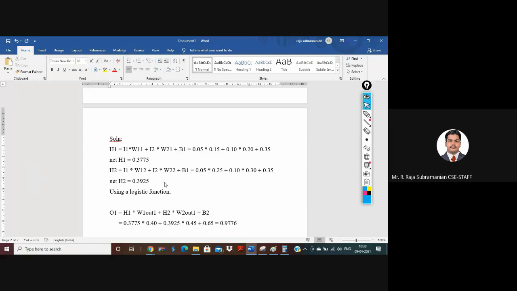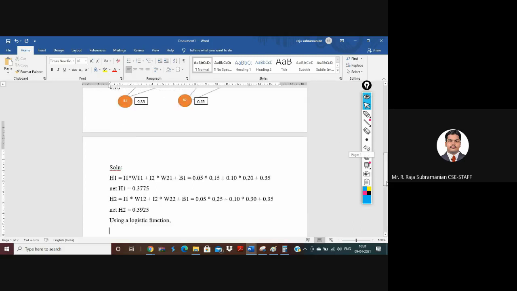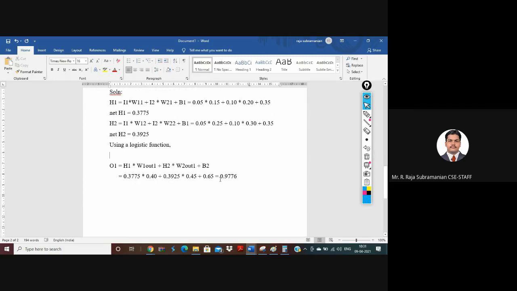Let me make H1 and H2 somewhat different so that the output can be calculated. I do not calculate the output directly with these weights. Instead, let me calculate the output by using a logistic function. See the difference: 0.01 is here, but the obtained value is around 1. Heavy difference is there. So surely we need to do something, right? So first I go for a logistic function.